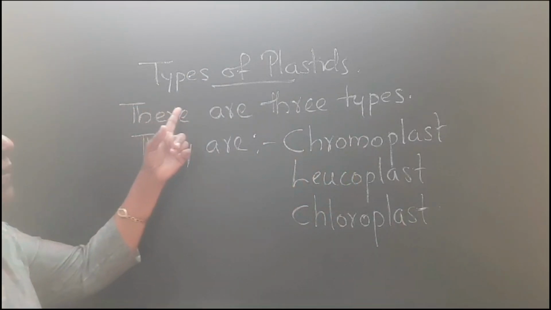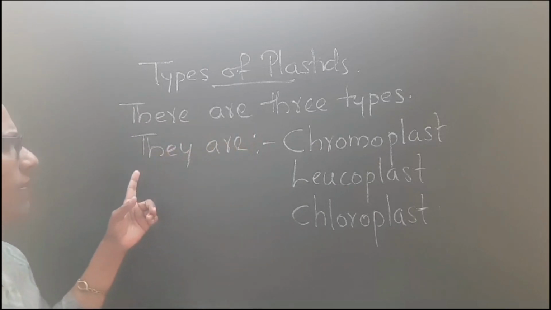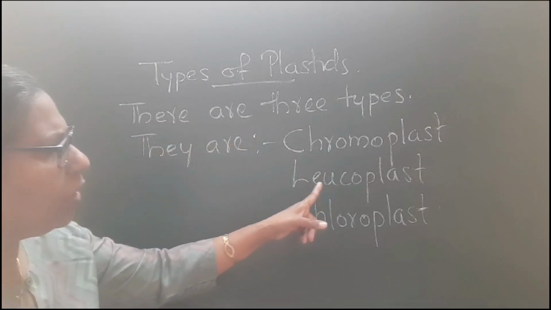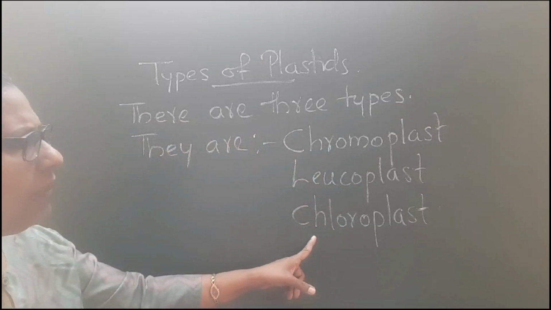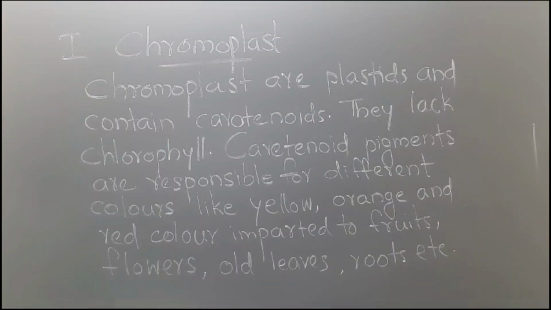Okay. Types of plastids. There are three types of plastids. They are Chromoplast, leucoplast and Chloroplast. We learned that there are three types of plastids. Number one is Chromoplast. Let's see what is Chromoplast.